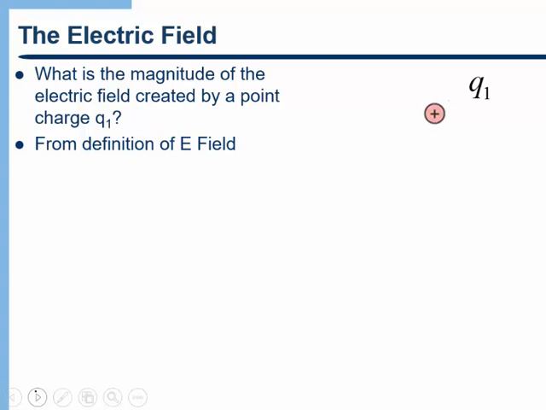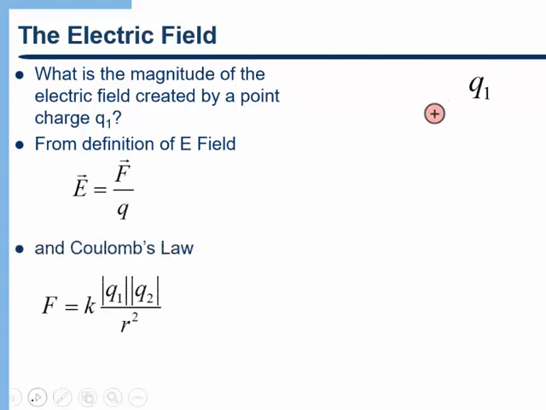Let's see if we can figure out the magnitude of the electric field created by a point charge. In other words, what is the electric field being created by this charge? In order to do this, we need two things. We need our definition of the electric field, which we just made, and we need Coulomb's law. So if I'm trying to figure out what is the electric field created by this charge, I know that what I want to do is take a tiny test charge. It's got to be positive, and I'm going to call that Q2. So that's my test charge.